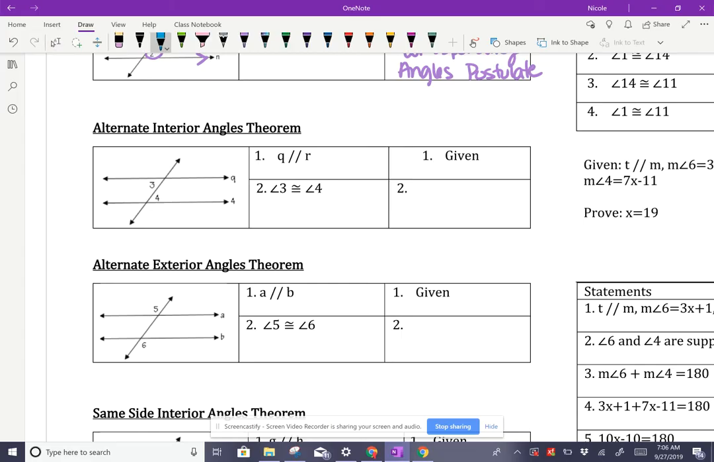Next, we have our alternate interior angles theorem. Again, we're told Q and R are parallel, so we're going to leave those with a little marking that they are thus parallel. That is a part of our given. Our next statement that we are trying to justify is that 3 and 4 are congruent because they are both on the interior of our parallel lines on alternating sides of our transversal. We can say by the alternate interior angles theorem that this is true. These are real short and sweet.